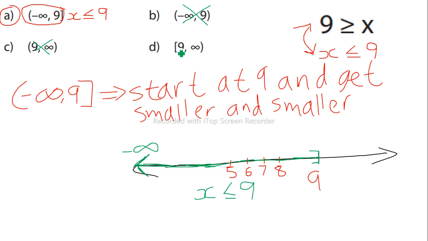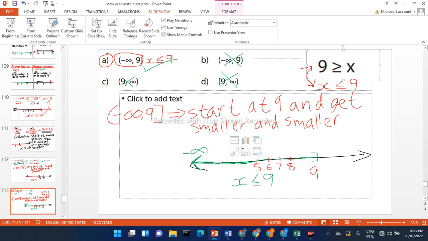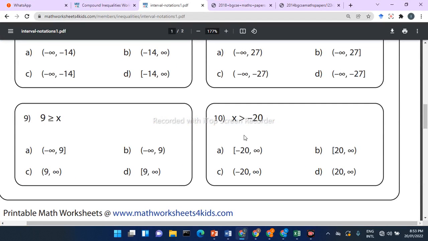Here this is saying include 9 but get increasingly bigger. But no, we don't want to get it bigger because that means that x would be greater than 9. But we want 9 to be greater than x, so this cannot work. And so the correct answer here is definitely A. And now we move on to our last question for tonight as it relates to math.